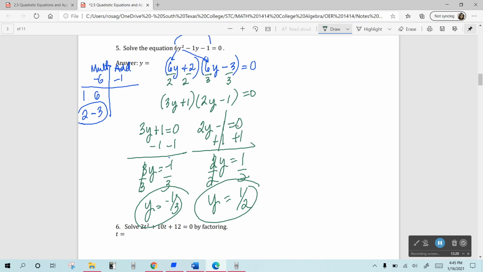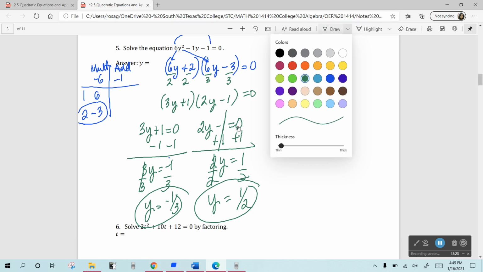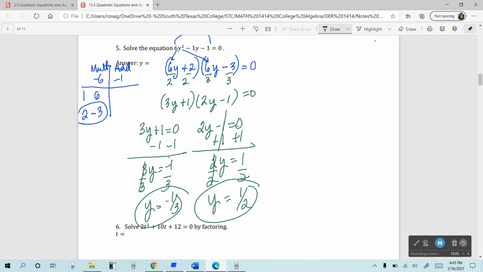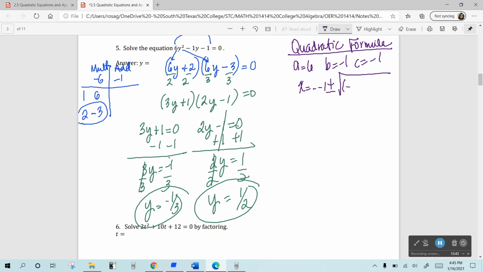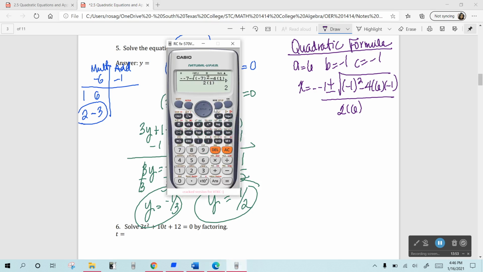Now if you're going to use the quadratic formula, your a would be 6, your b would be -1, and your c would be negative. Again, get the formula from the formula sheet. Once I have it set up like this, I can grab my calculator and just plug it in.